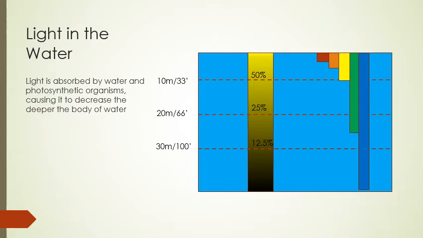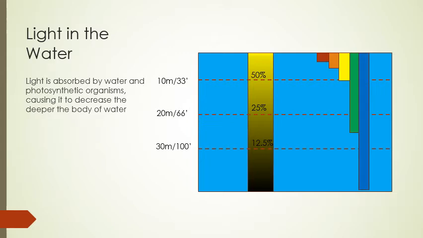The reason that water looks blue is because blue penetrates the deepest. Red, orange, yellow, they get absorbed within the first 10 meters, so within the first 30 feet of water. Greens and blues go much, much deeper. But eventually it all disappears.